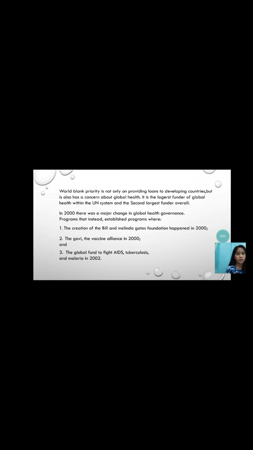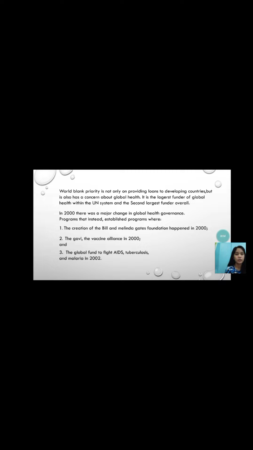World Bank priority is not only to provide loans to developed countries, but it also has a concern about global health. It is the largest funder of global health within the UN system and the second largest funder overall. In 2000, there was a major change in global health governance.